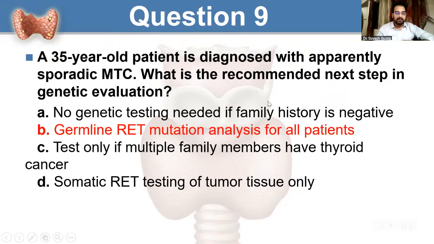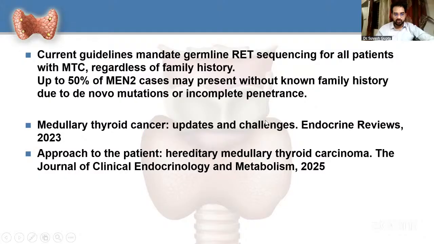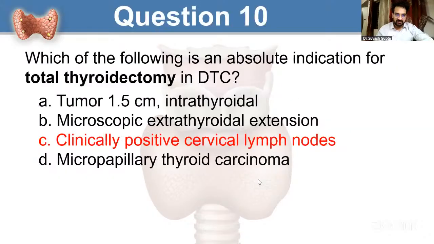A 35-year-old patient diagnosed with apparently sporadic MTC. What is the recommended next step? Germline RET mutation analysis for all those patients is recommended, as told by many different articles, including those published in Endocrine Reviews, as well as the JCEM. They say that germline RET sequencing for all patients with MTC, regardless of family history, should be done, because up to 50% of MEN2 cases may present without known family history due to de novo mutations or incomplete penetrance.